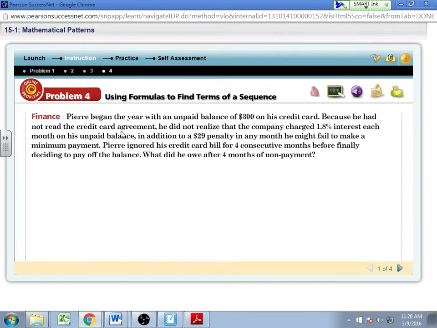He did not read that the credit card was going to charge 1.8% interest each month to his unpaid balance and a penalty. Because normally if you don't pay the minimum balance, you pay a penalty. You have like a fee. But a lot of credit cards you can set up, pay my minimum balance every month at least. So Pierre ignored his credit card for 4 months. People do this a lot.